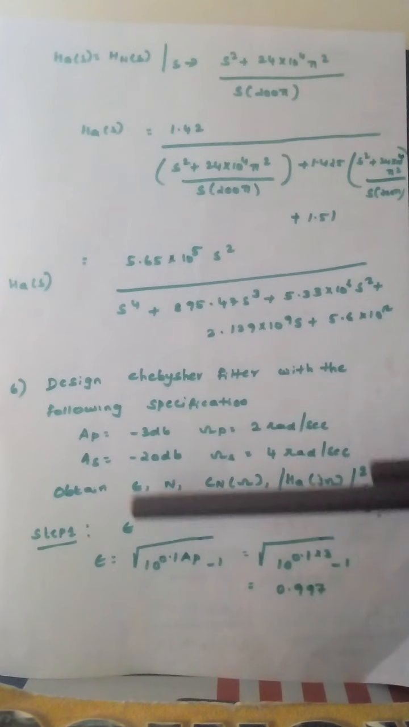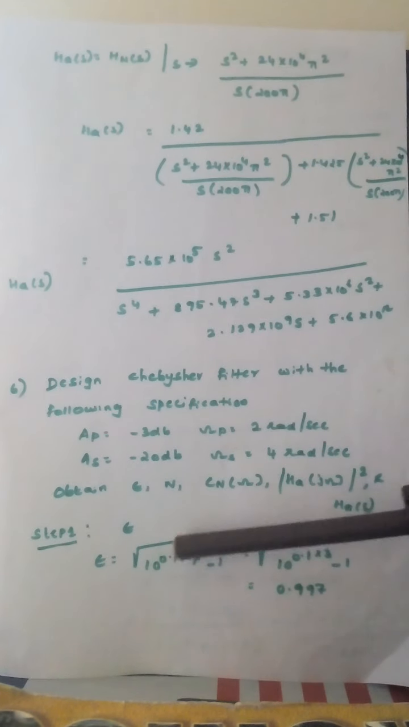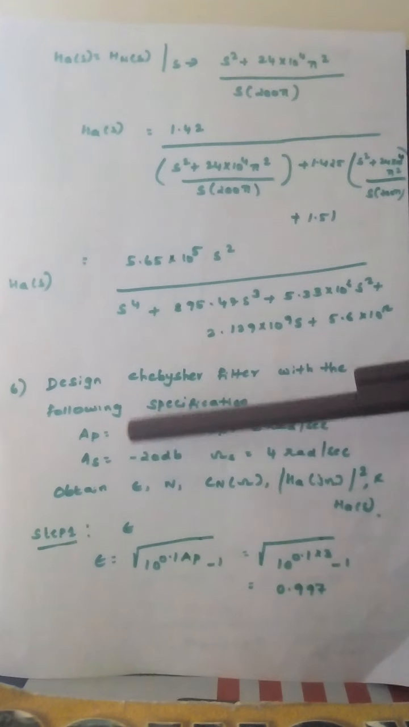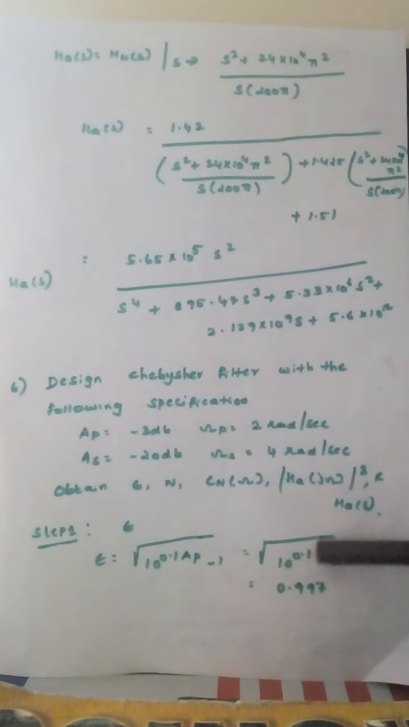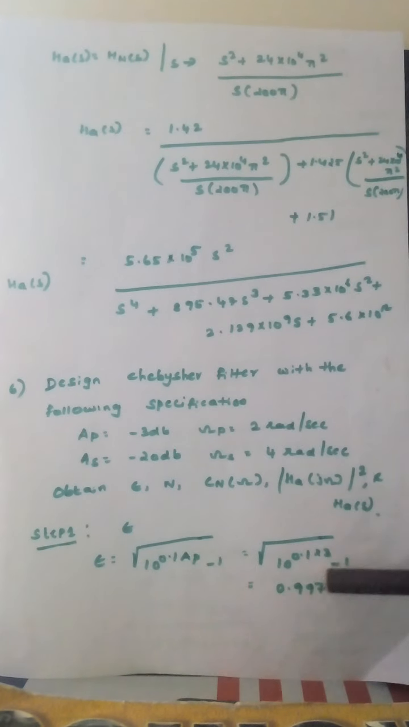So here, the first one we have to find out is the ripple factor. Epsilon is equal to the root of 10 to the power of 0.1 Ap minus 1. Here Ap is the modulus of Kp, a positive value, so it is 3. So 10 to the power of 0.3 minus 1, and here we are getting 0.997. So the epsilon value is 0.997.